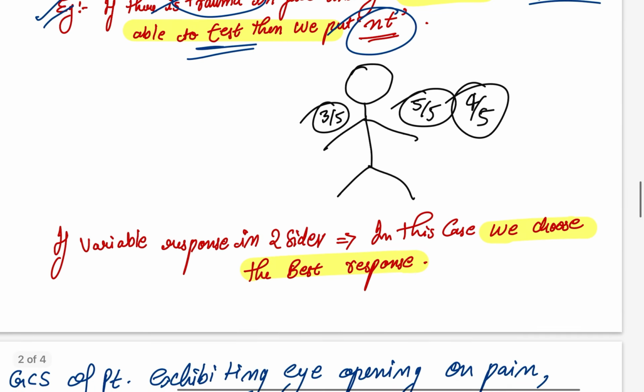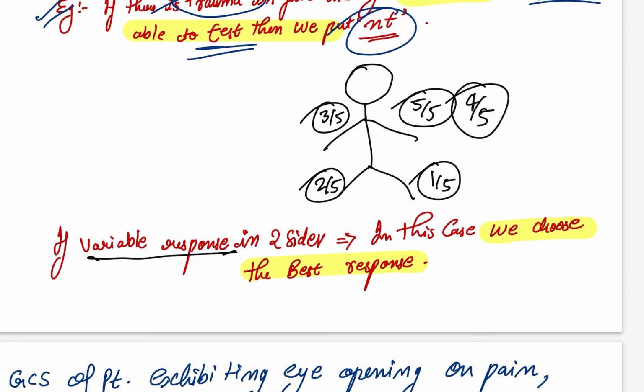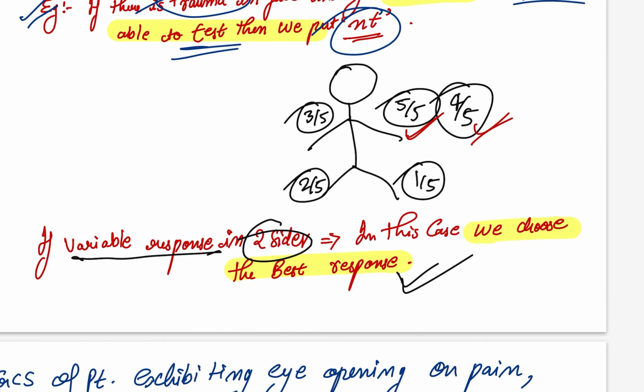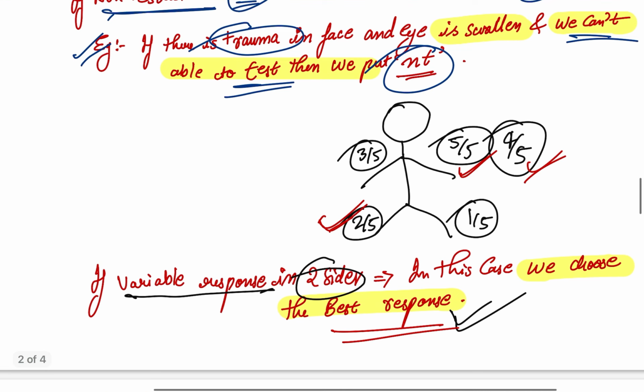So always what we have to remember here: if a variable response is coming, somewhere it is a 2 by 5, and here it is 1 by 5. If on two sides a variable response is coming, in this case we should choose the best response. So what's the best response? The best response here is the 5 by 5 or 4 by 5, right? And here in the lower portion is the 2 by 5. So we have to choose the best option, right? So don't be confused in this case.